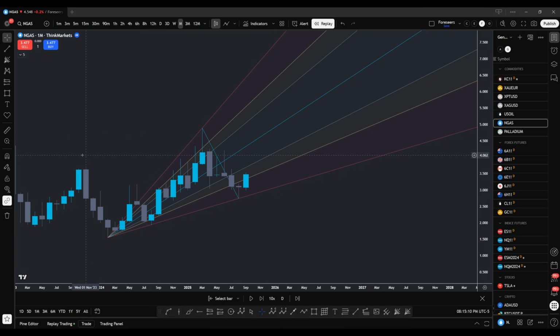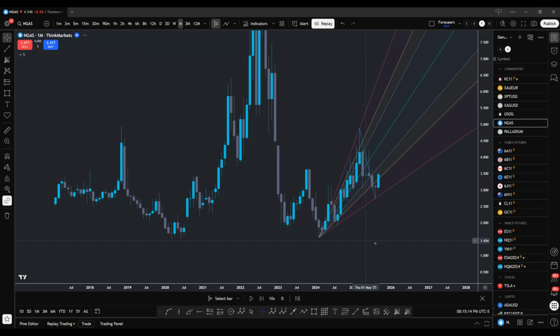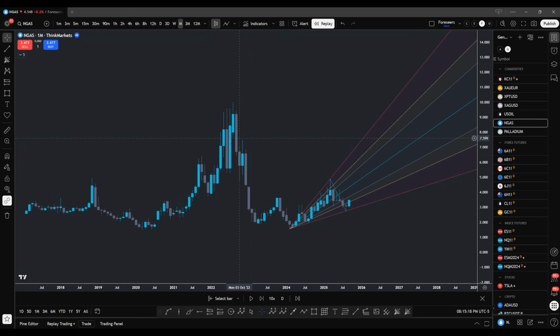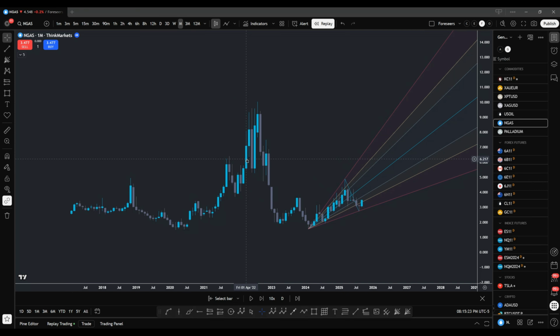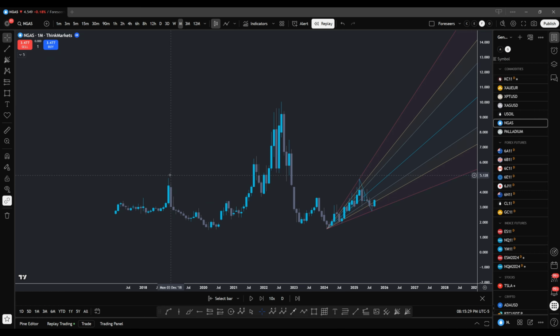Okay, so for this example, I am going to use natural gas. Now, starting off with the monthly time frame, this is specifically meant to help out with framing a weekly analysis and just giving a general assessment of the asset itself. So what can we tell about the asset? Well, fundamentally seems to be pretty bullish.